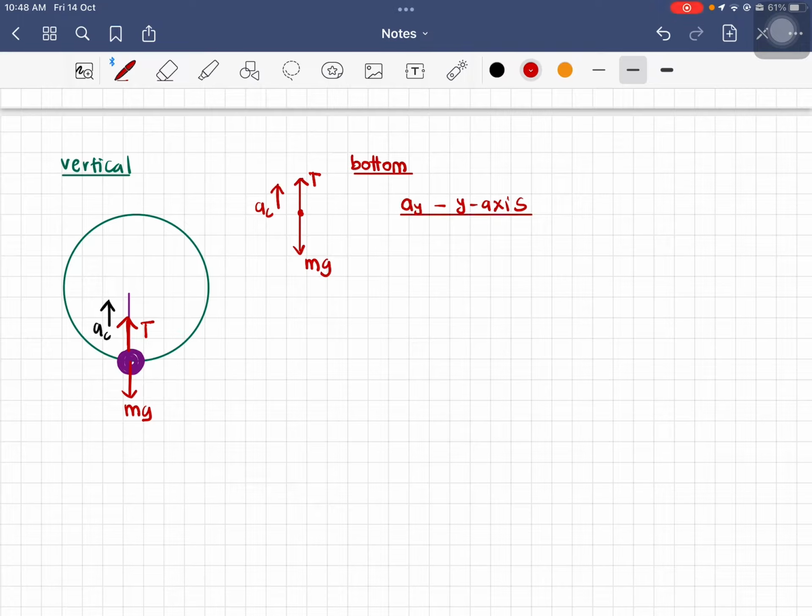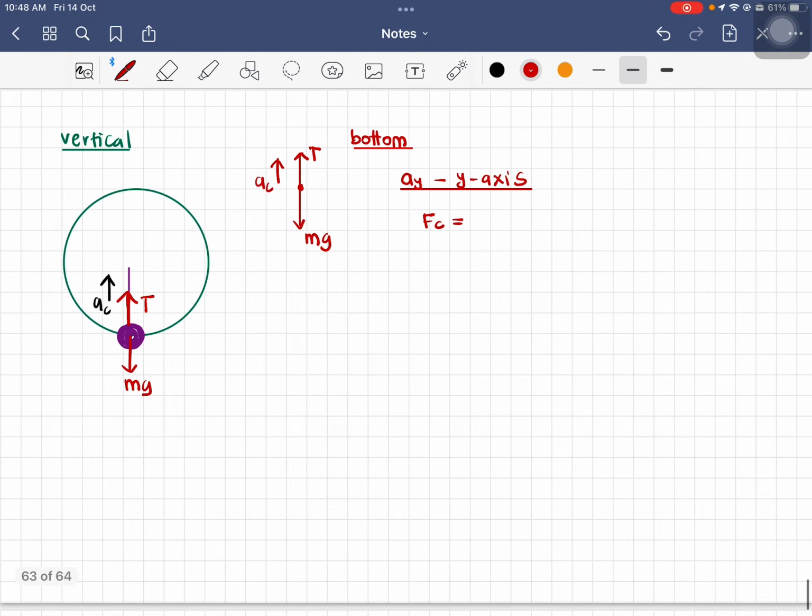That means your FC should be equal to summation of Fy, which is kat sini dia adalah T minus mg. Okay, then your FC is equal to m. Your A is positive, tak ada masalah. So FC gantikan, you akan dapat T minus mg equal to MAC. Okay. Right now, we want to look at when the object is at the top.